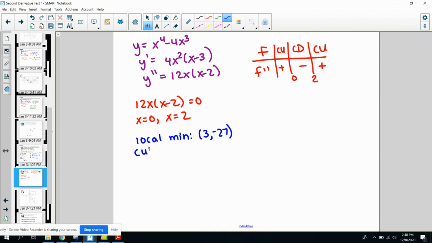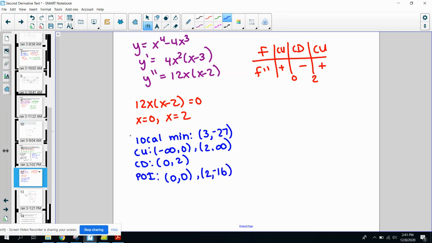It's concave up from -infinity to 0 and from 2 to infinity. And then it's concave down from 0 to 2. And then I have points of inflection. That happens at x values of 0 and 2. If I plug 0 into the original function for y, it gets me 0. And if I plug 2 into the original function, it's going to give me -16. So here I have all the information that they wanted me to find.